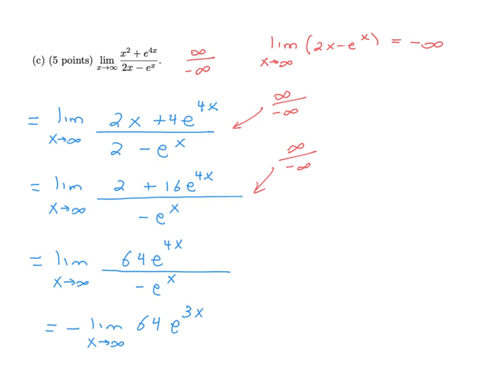In fact, you can actually remove the 64 from the limit as well, and I'll put that over here. This is negative 64, and then we have the limit as x goes to infinity of e to the 3x. Now, e to the 3x goes to infinity. It's being multiplied by negative 64. This thing is equal to negative infinity. Since that's what this limit is equal to, so are all the previous ones, including this first part here. This limit is negative infinity.